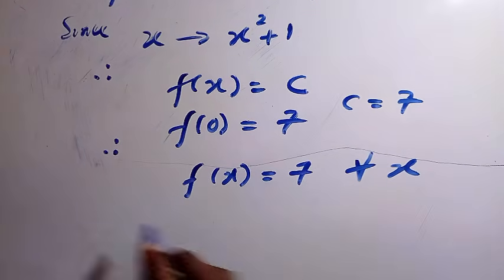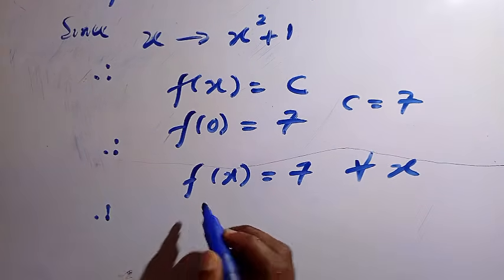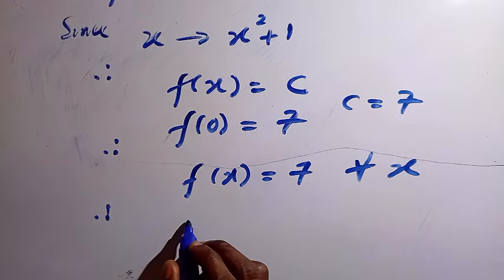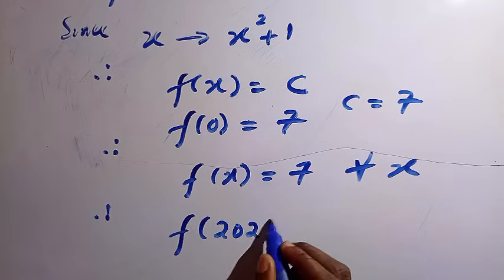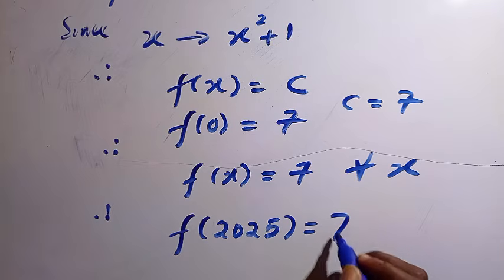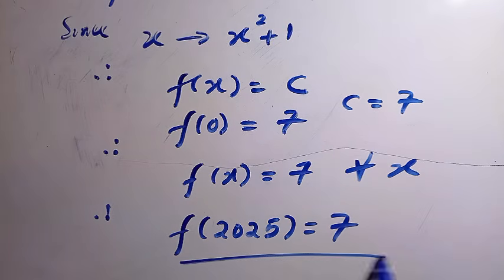So we can now conclude that if x equals 2025, f of 2025 equals 7. And this gives our final solution to this problem.